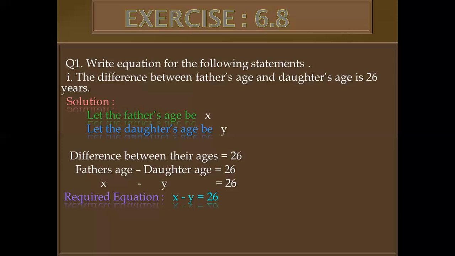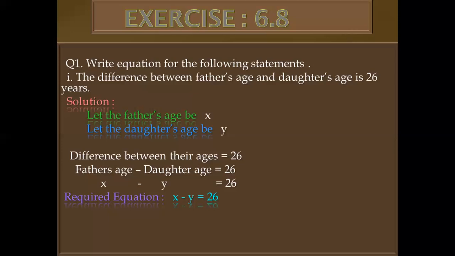And according to the question, when we subtract the ages of father and daughter, the answer is 26. It means we write there an equal sign: x minus y is equal to 26. You read the statement, you suppose the variables, and if there is a difference, then you subtract the numbers. If addition or increase is given, we put a positive sign, and the word "is" means equal to that number. So our equation becomes x minus y is equal to 26.